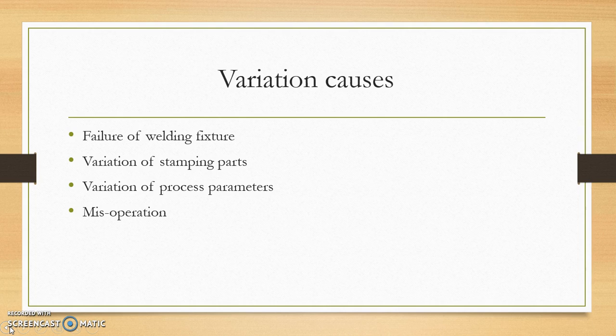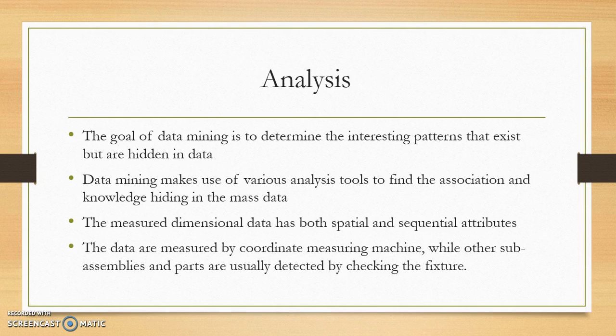Coming to the next, variation of process parameters. Process parameters include static process parameters and dynamic process parameters. Static process parameters are the designed process characteristics, and dynamic process parameters refer to the changing of locating datum and varying of welding parameters. Coming to the misoperation. Misoperation frequently occurs in the assembly process, especially when there is a need for much manual operation.